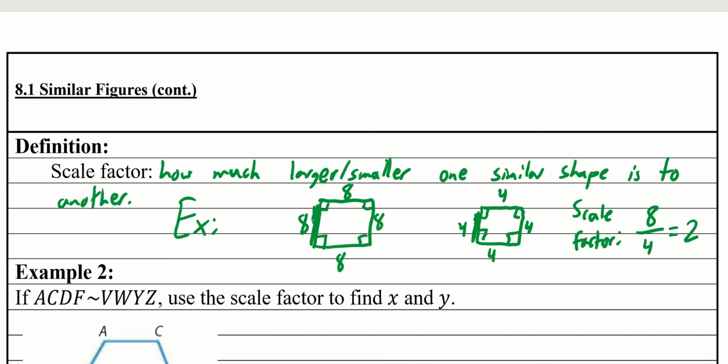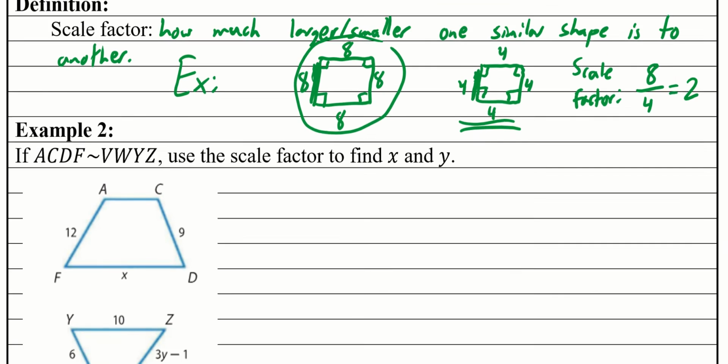Basically, like we said, this is telling us how much larger or smaller one shape is to another. So we're saying this big shape here is twice as big as this smaller shape right here. That is what the scale factor tells us. It tells us how much larger one shape is to another. So again, putting that into practice here.